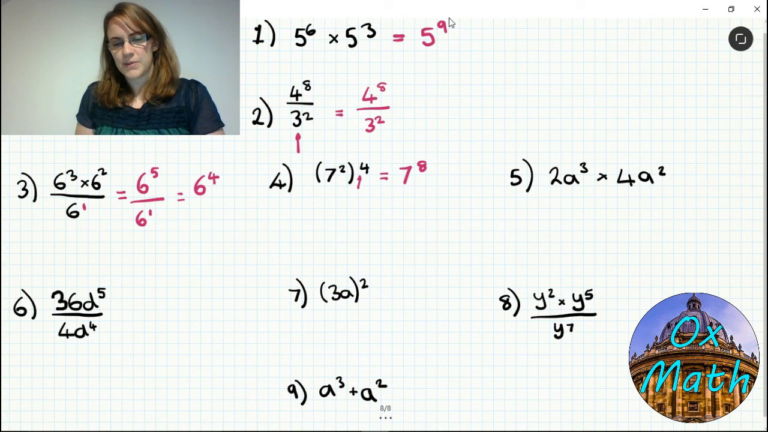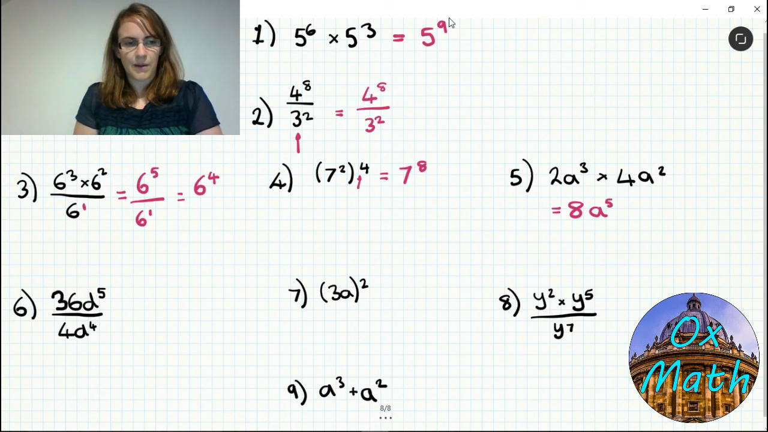Number 5, 2a cubed times 4a squared. Remember, the 2 and the 4 are only used once, so 2 times 4 is 8. The a is used 3 times and the other a is used twice, so we are in total using a 3 plus 2, which is 5 times. So you times the numbers and then add the powers because they are with the same base, so 8a to the power 5. Number 6, again we are taking 36 and dividing that by 4, so that is 9.